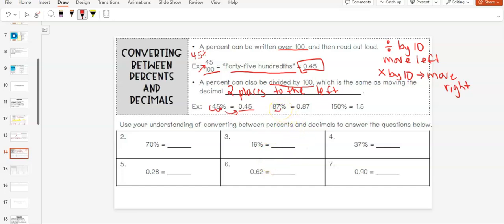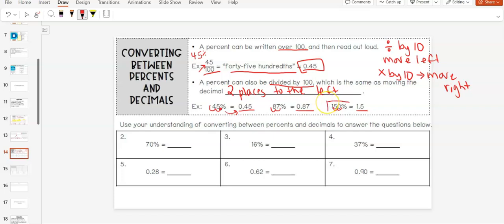Same thing here. I'm going to move my decimal point 2 places to the left for 87% and get 0.87 or 87 hundredths. Then here on 150%, I'm going to move it 2 places to the left, which is why our decimal point goes between the 1 and the 5, and you get 1.5.